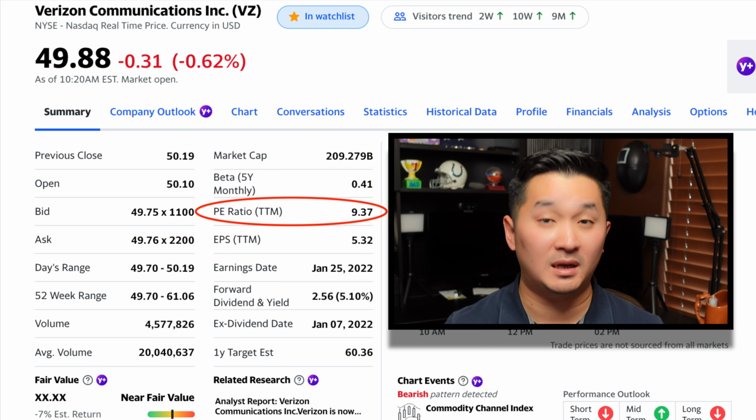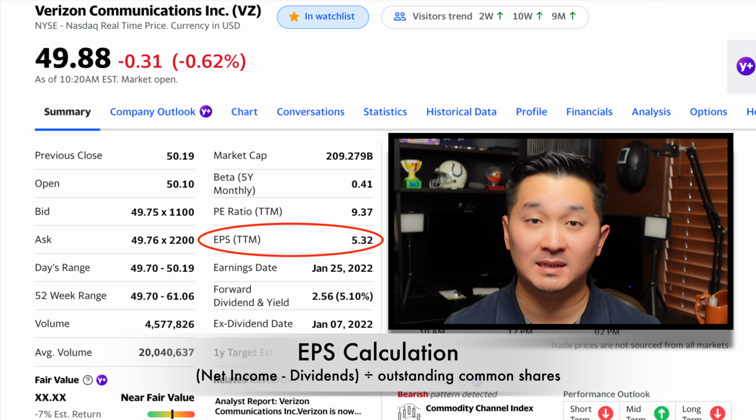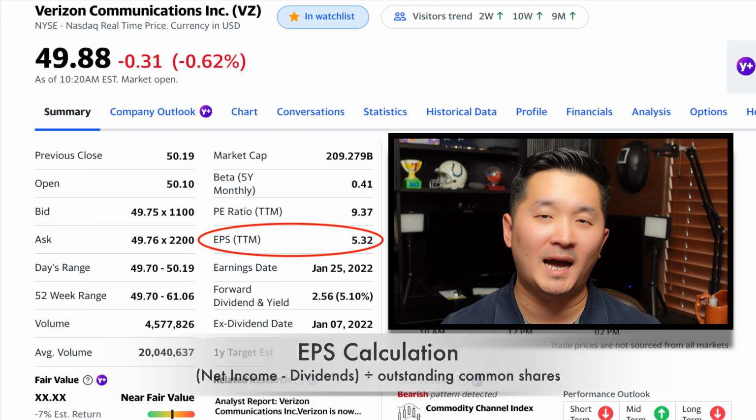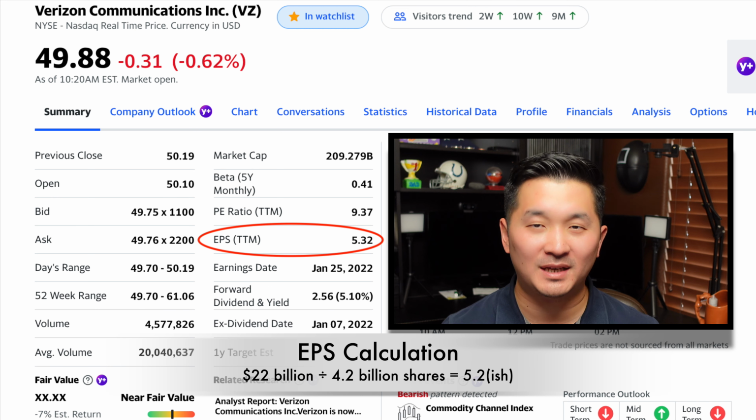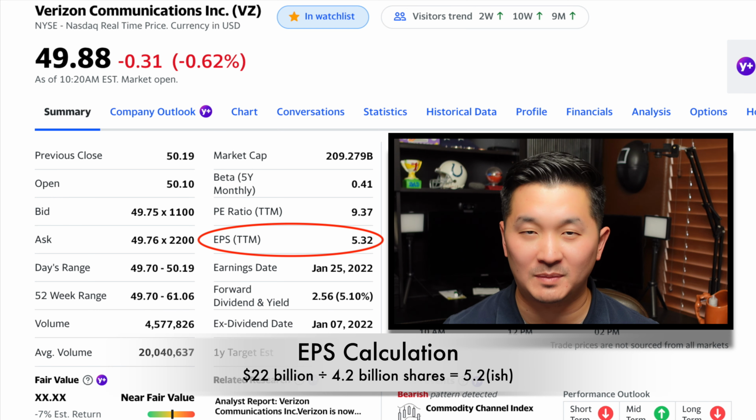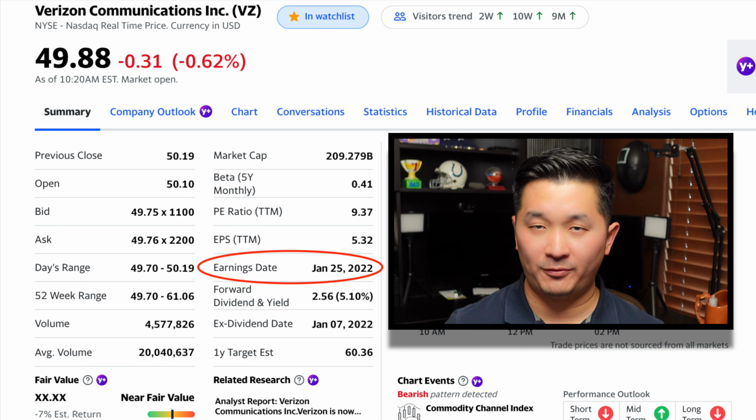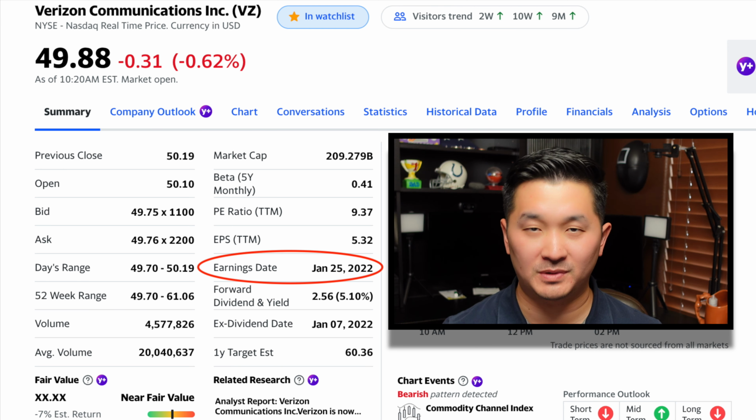EPS stands for earnings per share, and when you see a positive EPS, then that means the company is profitable. If you see a negative EPS, then the company is not profitable yet. EPS is a company's net profit divided by the number of common shares it has outstanding. On Verizon's last quarterly statement, total outstanding common shares are 4.2 billion and the net income was $22 billion. So you divide the net income of $22 billion by the outstanding shares of 4.2 billion, and that gives you about $5.32 in EPS. Earnings day is the next earnings call for Verizon, which is on January 25th, 2022.